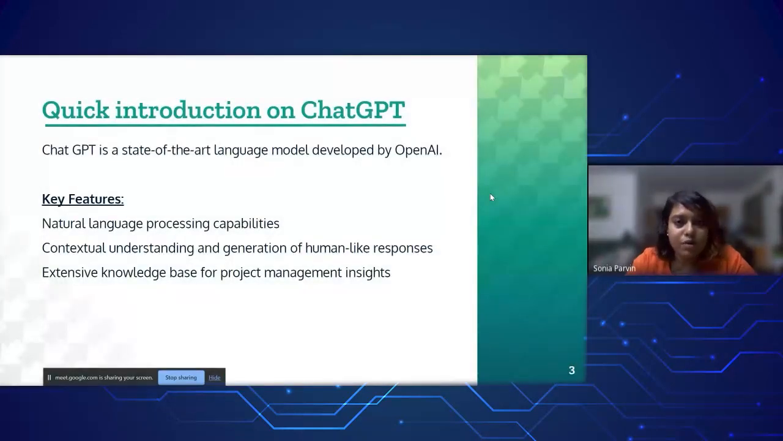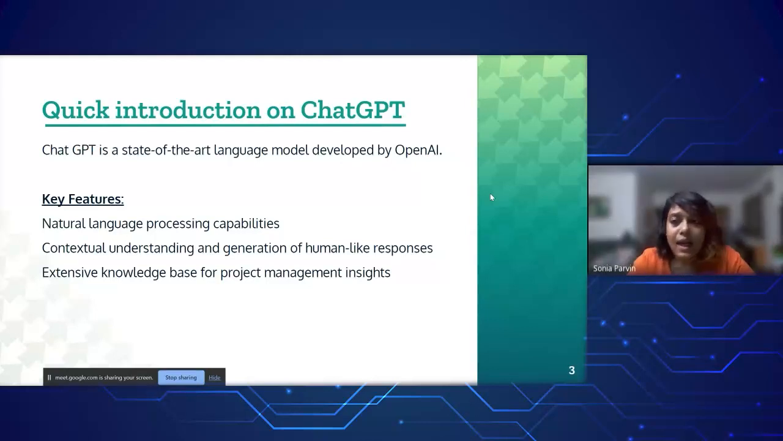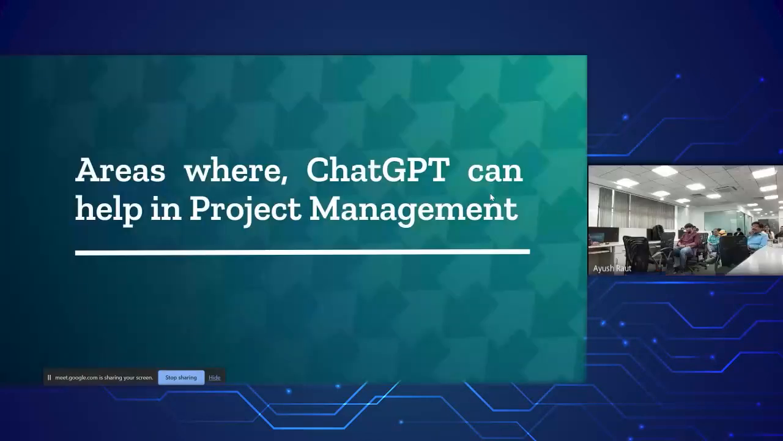So, a quick feature on ChatGPT. What is ChatGPT? ChatGPT, as we know, has natural language processing capability, and it also helps us with a lot of information. If you provide the right prompt, it can give us almost accurate data, and it can provide us information till September 2021 only. Next slide, please.